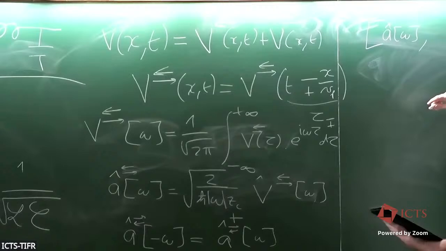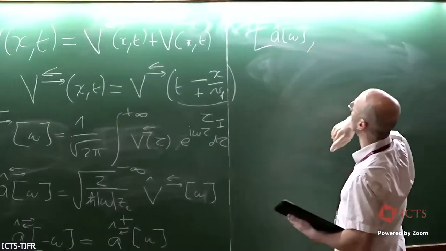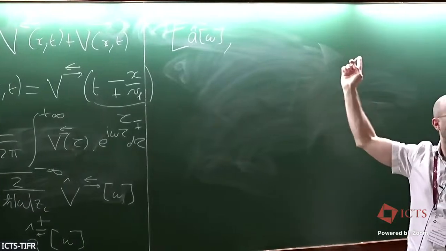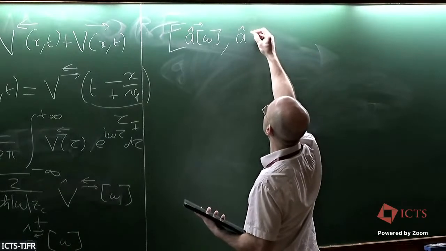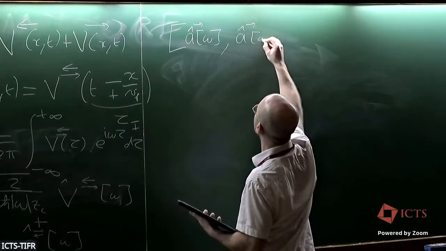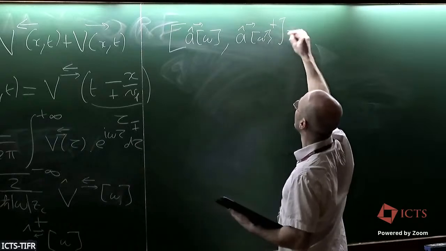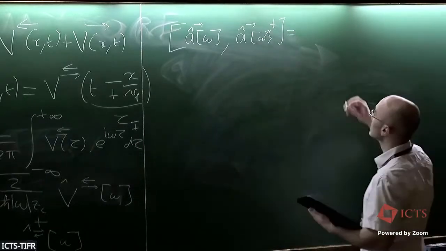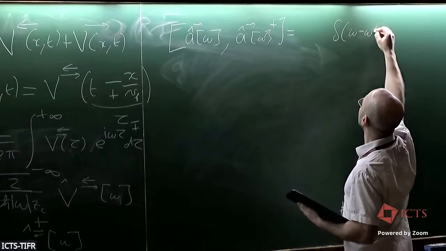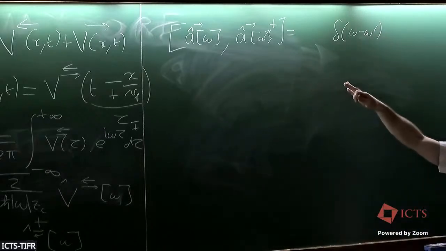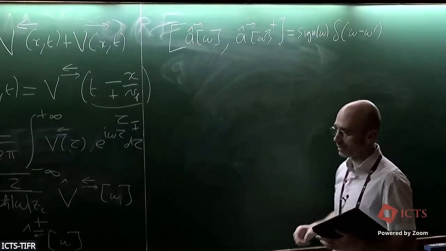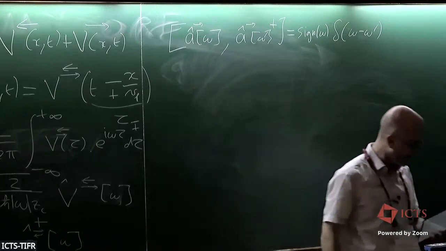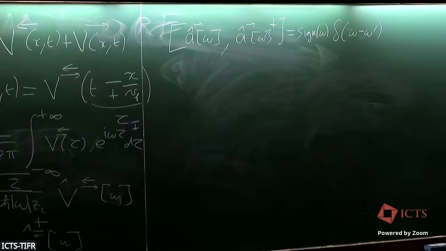But formally, the commutation relation between the annihilation of right or left and the creation of right or left of omega prime, this commutator, it's delta of omega minus omega prime, which we would be happy with. But there's also the sign of omega, which comes here, which is due to this fact. Okay, with the same for the left propagating waves.